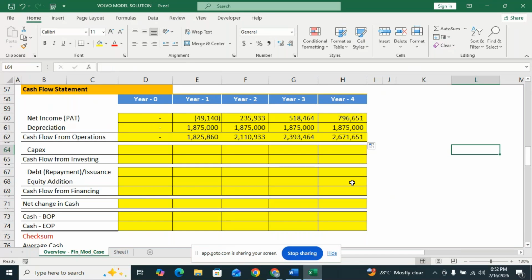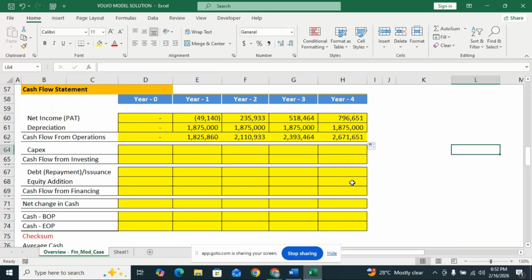Are you done? Have all of you got the computation for cash flow from the operations? Yes, ma'am. Okay. So now we move on to the capex. Capex is nothing but capital expenditure. Now, capital expenditure is in the year zero, we make the investment for the bus. That is nothing but 75 lakhs.